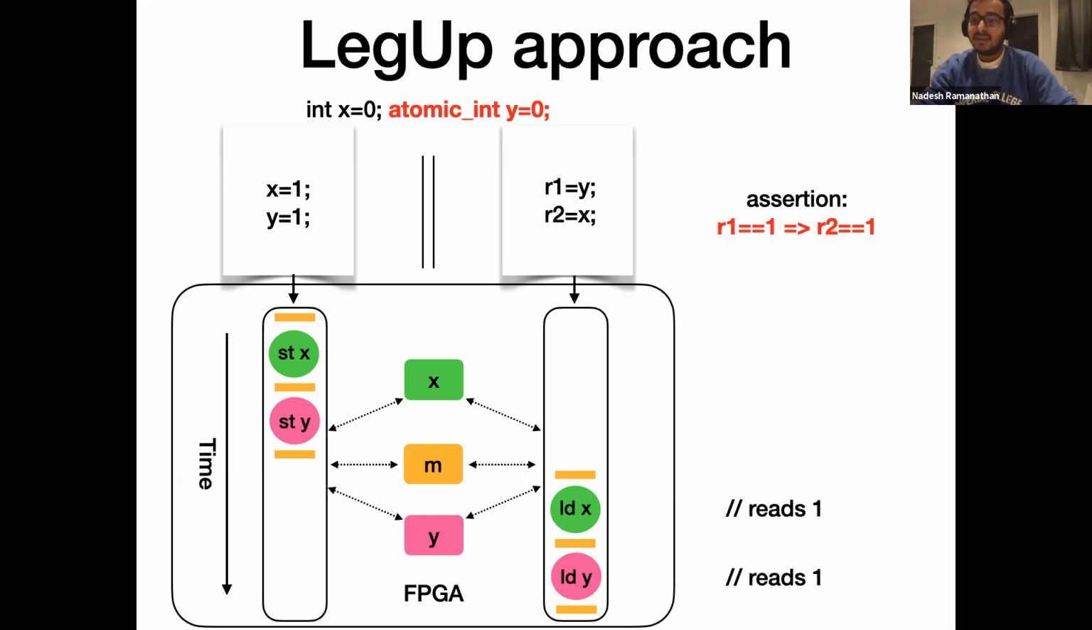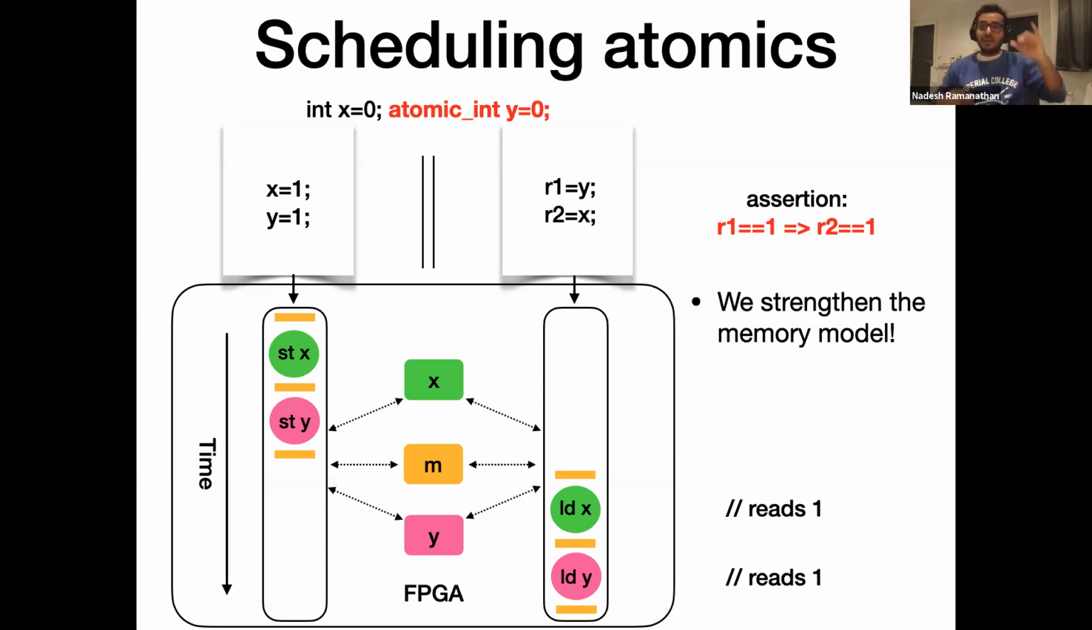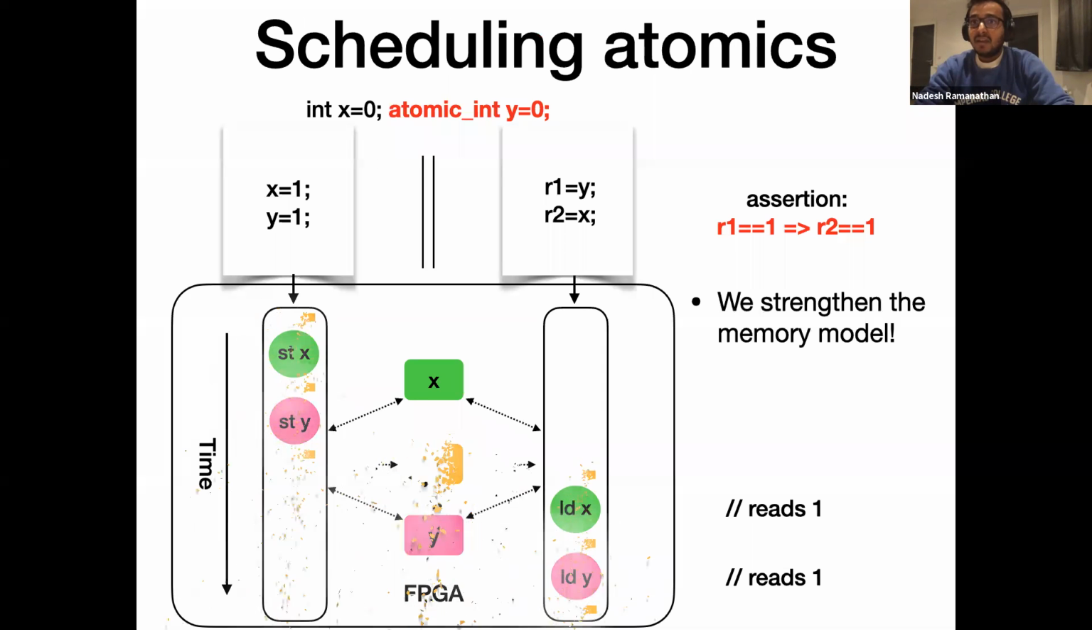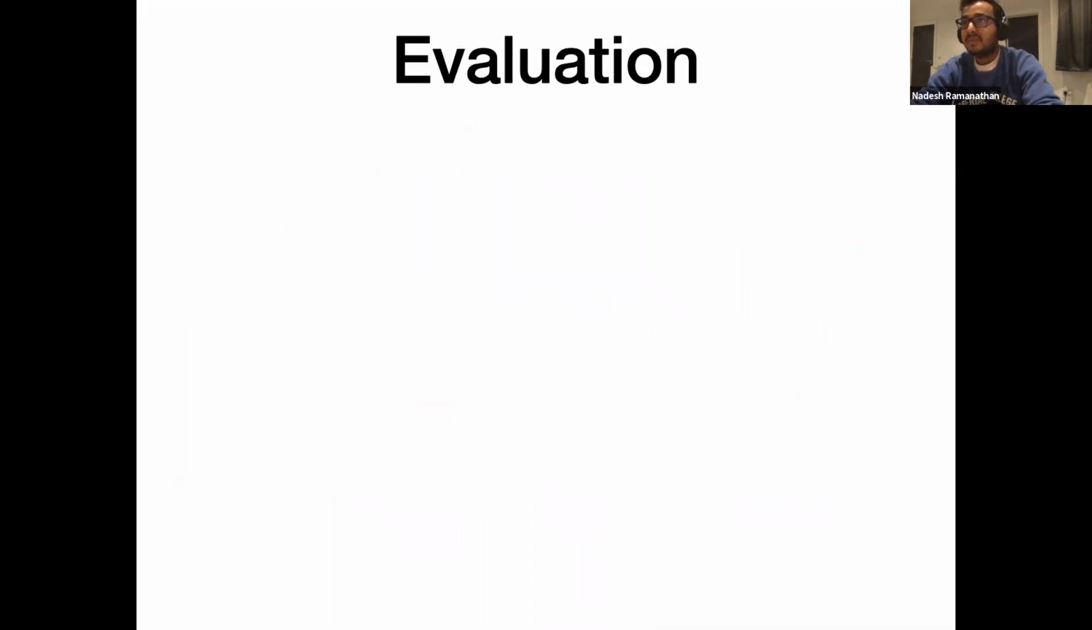And so essentially what we did was we looked into how we can schedule atomic operations, right? We just needed to strengthen the memory model by looking at the program and saying, okay, Y is atomic, so it can't be reordered with X anywhere. And so we get rid of the locks that LegUp injects, and then we simply add scheduling edges. By ensuring that these intra-thread operations are ordered, we are able to ensure global synchronization correctly. And so this was the first piece of work that I did.